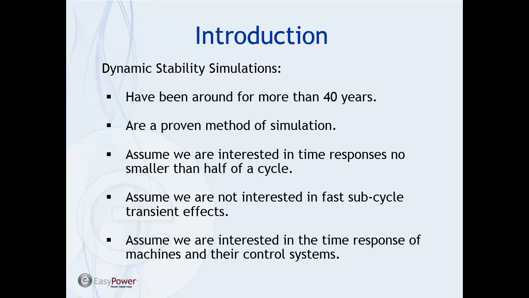It assumes we're interested in a time response that's no smaller than about half a cycle. It assumes we're not interested in fast sub-cycle transient effects. And unfortunately, the word transient has found its way into dynamic stability as well. We talk about transient motor starting, and I understand the reason for that because we call the field winding the transient effect in a generator. But the term transient really should be relegated to fast sub-cycle things that you would use for running analysis with the EMTP or the electromagnetic transients program. So we're not interested in those. We're looking at things with more of an RMS response about every half cycle. It also assumes we're interested in the time response of machines, that is generators and motors, and their control systems.